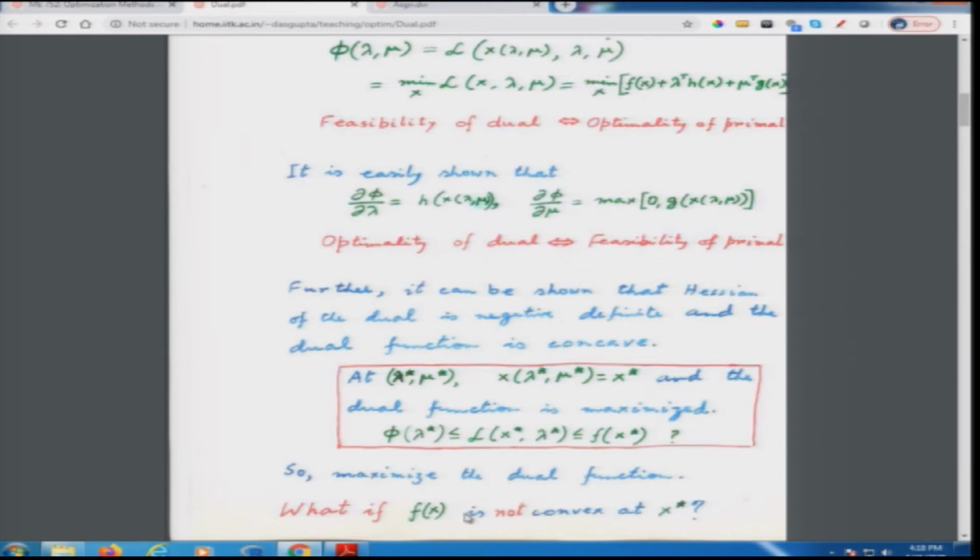Now, what if the function f x is not convex at x star, not function f x, but the Lagrangian. Okay. What if the Lagrangian is not convex at x star? It is convex only on the tangent subspace as required. Okay. So, satisfying nothing beyond what is necessary. Then what? And we will see that.